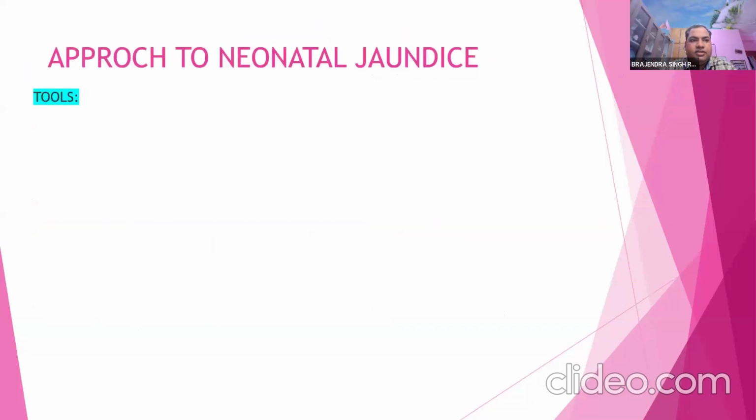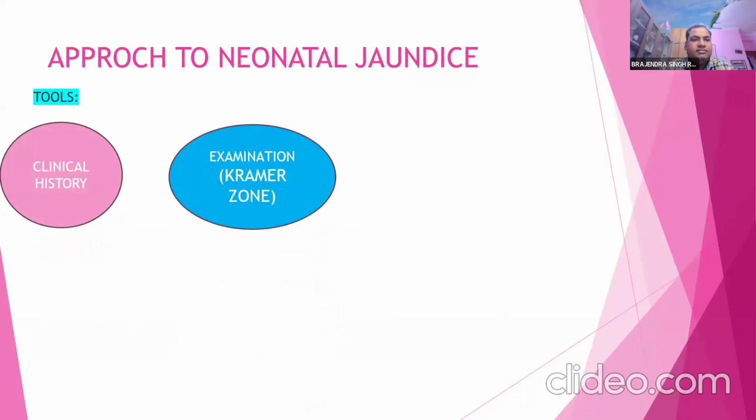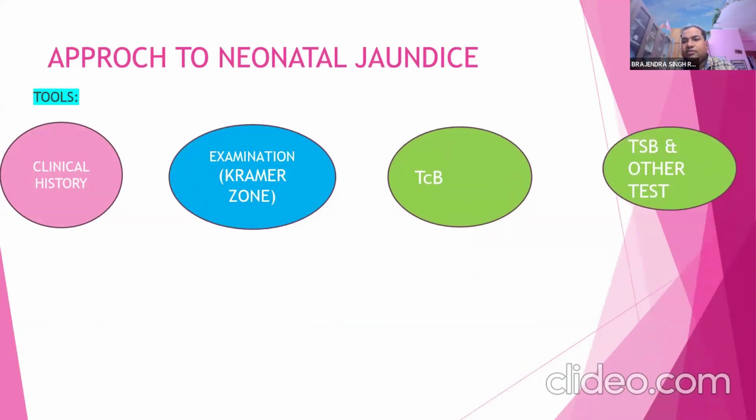Now, approach for the neonatal jaundice. This is theory part till here. Now, important thing is we can learn the things more seriously from here. Approach for neonatal jaundice tools: first tool is clinical history. Second is examination, Kramer index, Kramer zones. Third is transcutaneous bilirubinometer, total serum bilirubin and other tests.